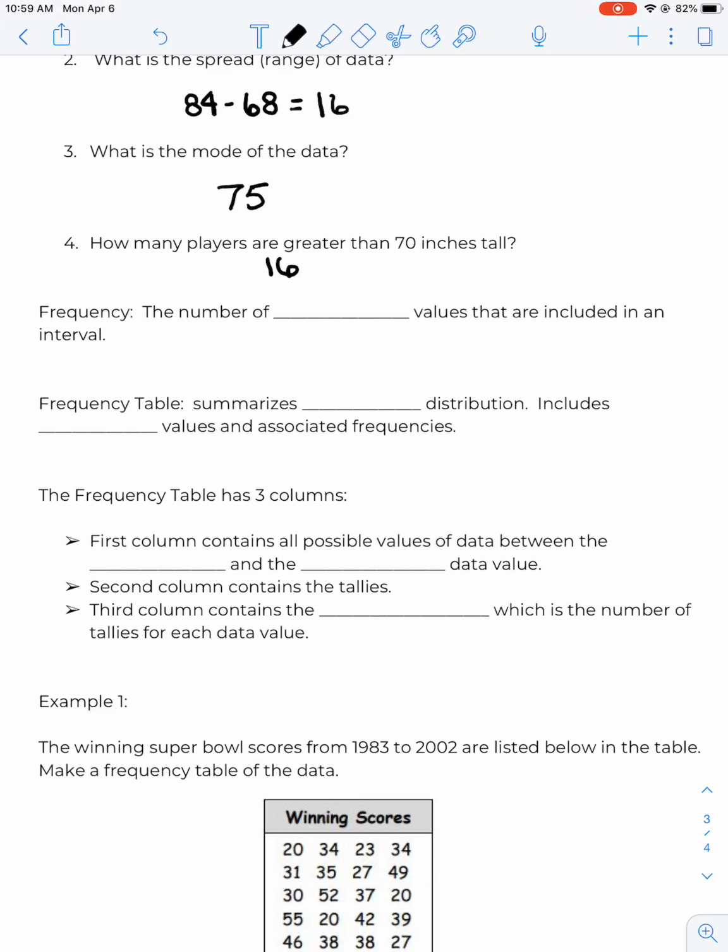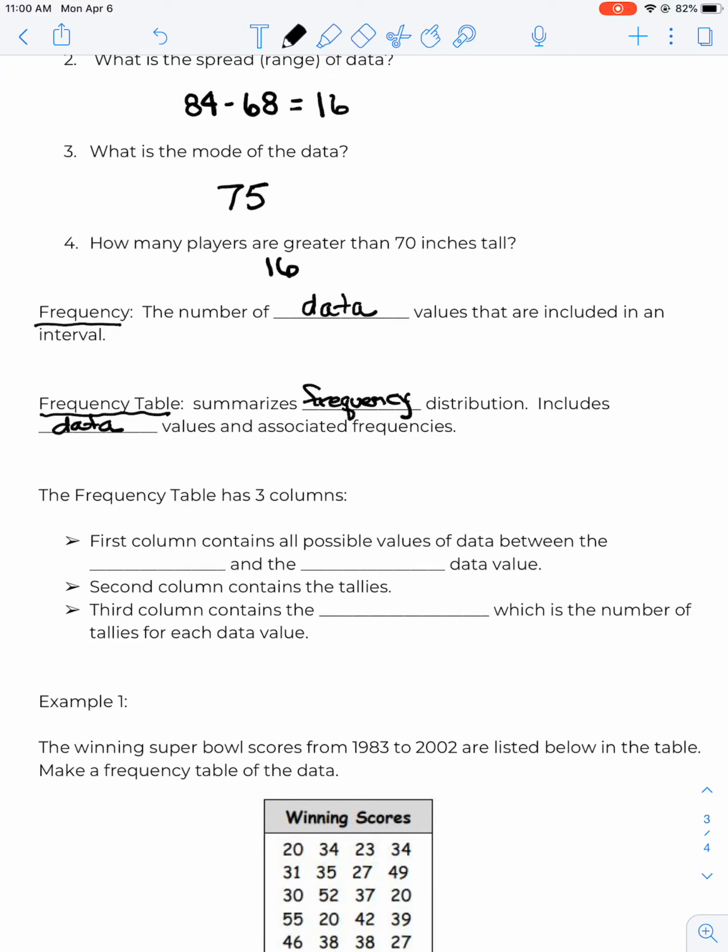So a frequency, and I might as well underline it here, is the number of data values that are included in an interval. And a frequency table summarizes a frequency distribution. It includes data values and associated frequencies. So a frequency table has 3 columns.